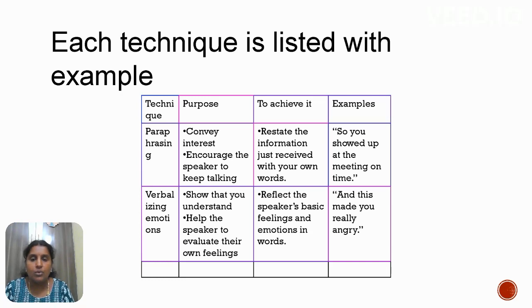Next comes verbalizing emotions, which shows that you understand what the speaker is trying to tell you, helps the speaker to evaluate their own feelings, and also reflects the speaker's basic feelings and emotions in words. For example, "This made you really angry." This example explains the empathizing nature of a person. When the speaker is speaking about the emotion of anger, the same feeling will be inherited in us also.